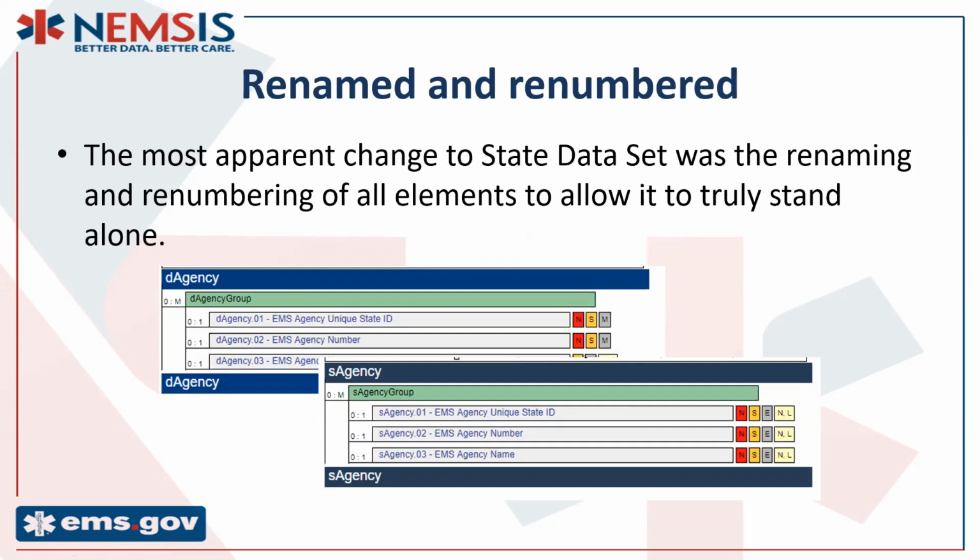So, for example, the D agency group in state data set is now the S agency group. This doesn't mean the elements themselves have changed, just the names. S agency 01 is still exactly the same as D agency 01. It has the same constraints, the same requirements. Its definition is a little bit different just to reflect which data set it's in, but it should still be a seamless transition to pull the value from S agency 01 into an agency's D agency 01 value. And that's true for facilities, custom elements, and all of the other state data set groups.